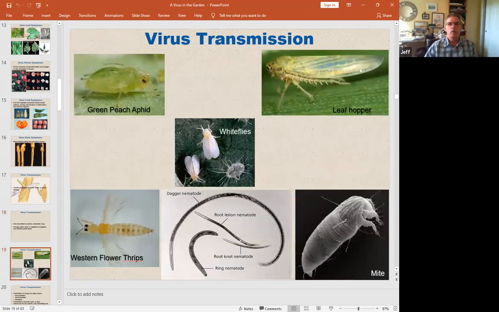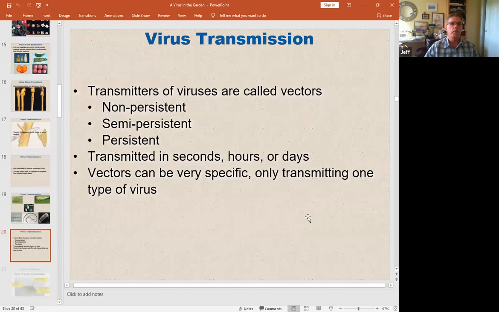So what do these transmitters of virus look like? Well, you're familiar with aphids if you've grown just about anything. Leafhoppers, white flies, thrips, which are very small, and you may not actually notice what they are. See the fringing on the leaves. If you have magnification, you can see that. Nematodes, which are unsegmented, microscopic roundworms, and mites. Fortunately, you don't see them this close up most of the time.